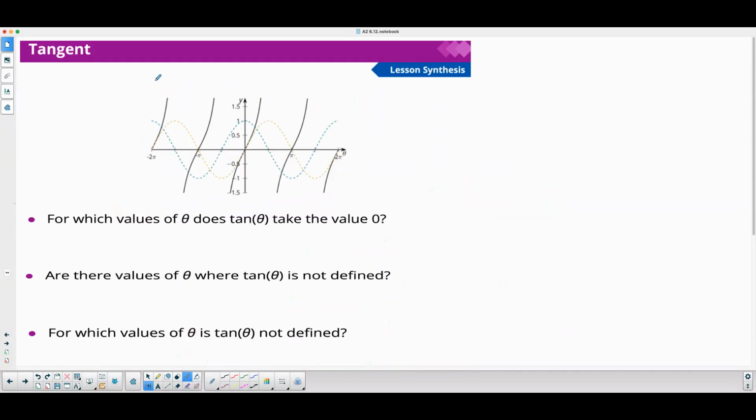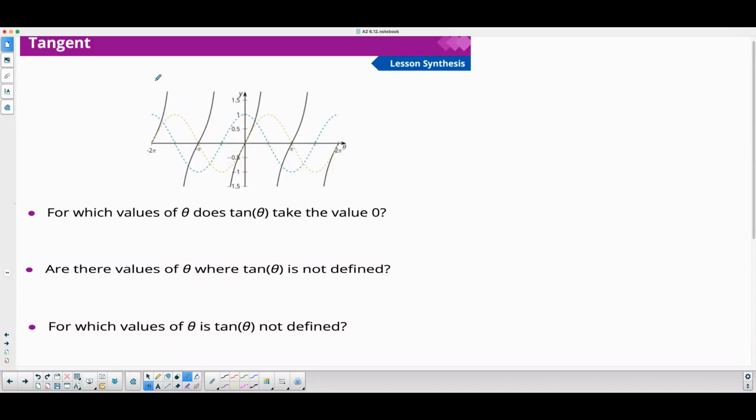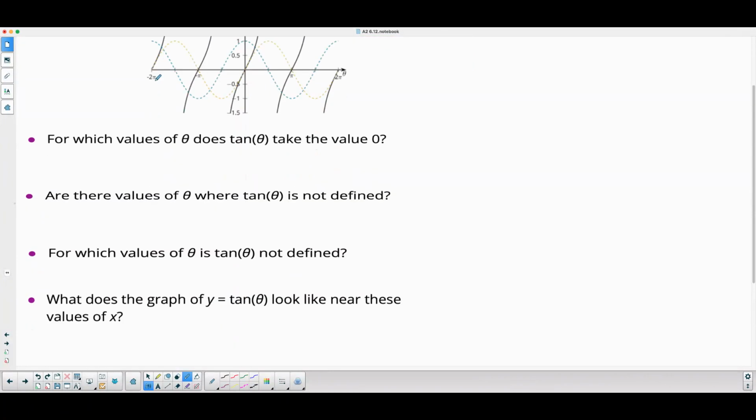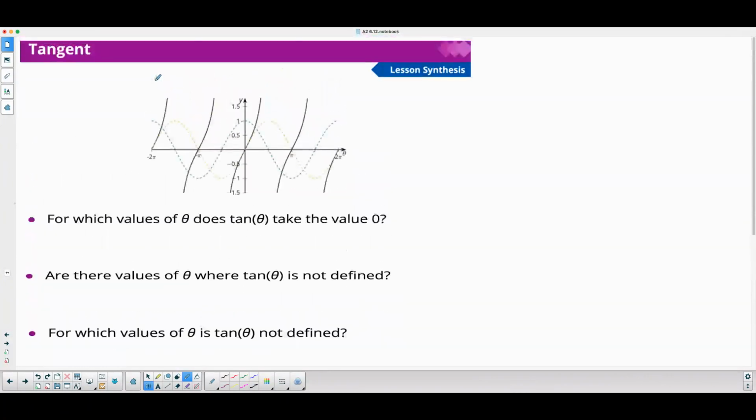All right, so here's all 3 graphs on one graph. So we've kind of already answered all this. When does the tangent value take 0? When's it not defined? Yeah, we've already answered all these questions in the last couple slides.